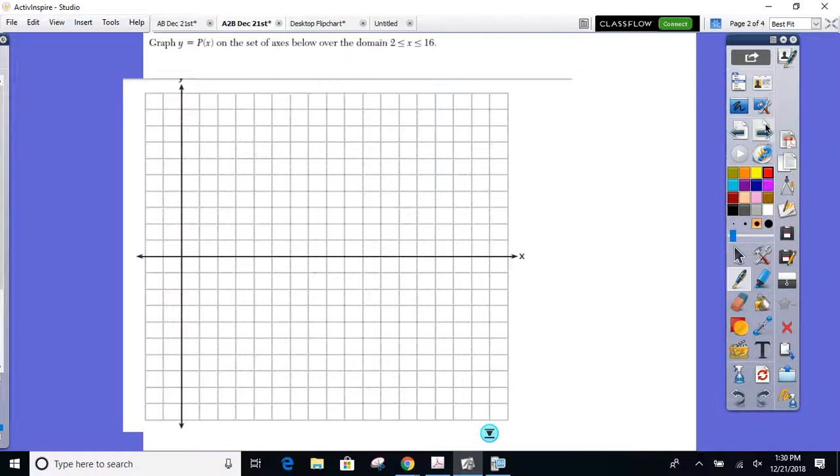What's the x's have to go from? 2 to 16. Can you start with 1? Yeah, you can start with 1, as long as 2 to 16 is on there. Go ahead, set it up. Y-axis, we're going to have to check in the calculator what those y values are.